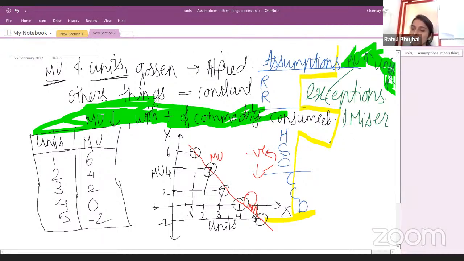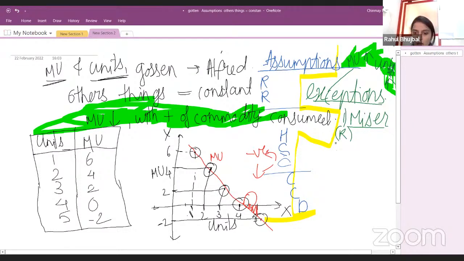Okay, but for every law, every exception, one or two assumptions are not being fulfilled. So for the first exception, miser, which assumption is not being followed? Rationality. We consider that a miser is not a rational person. We consider him as an irrational person. So the assumption of rationality is not being followed in case of miser.